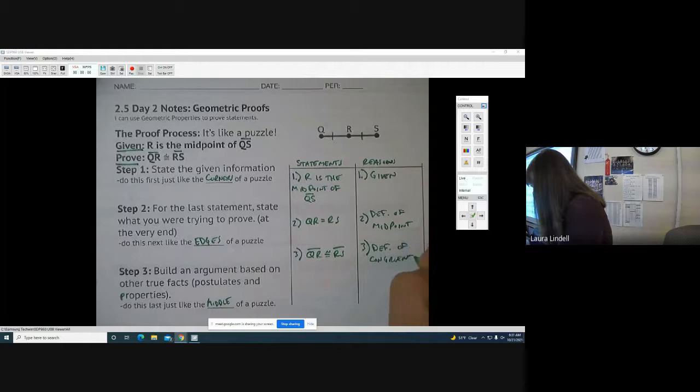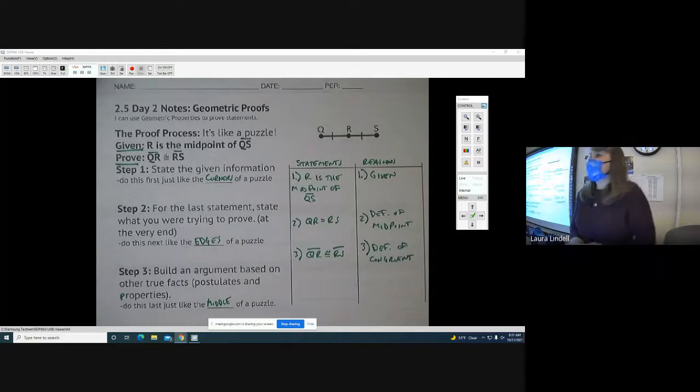And then you're done. And that's it. So that's a geometric proof. And that's the whole process.